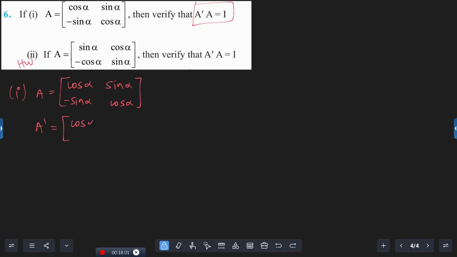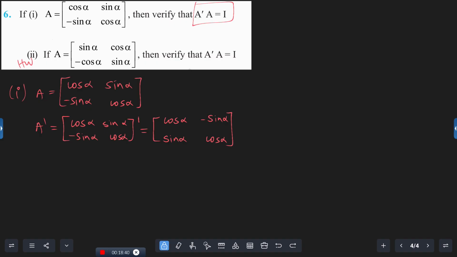Means cos alpha, minus sin alpha, sin alpha, cos alpha, whole transpose. Transpose you have to do. So when you apply the transpose, what will you get as the answer? This row we have to write as a column. So cos alpha, sin alpha will become a column. This row became a column. Now the second row we have to write as a column, so minus sin alpha and cos alpha. That's it. This is the transpose we have done.